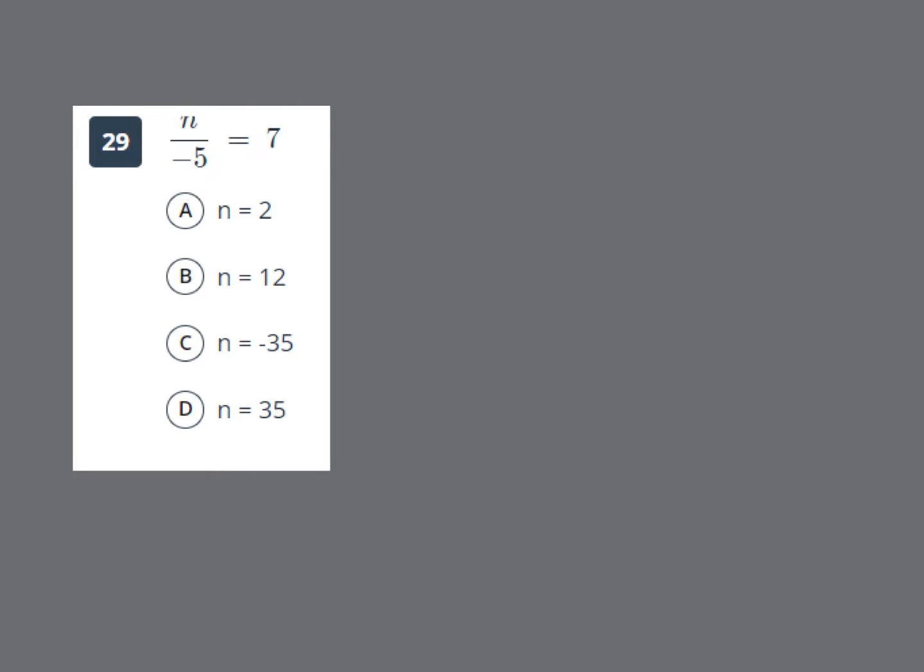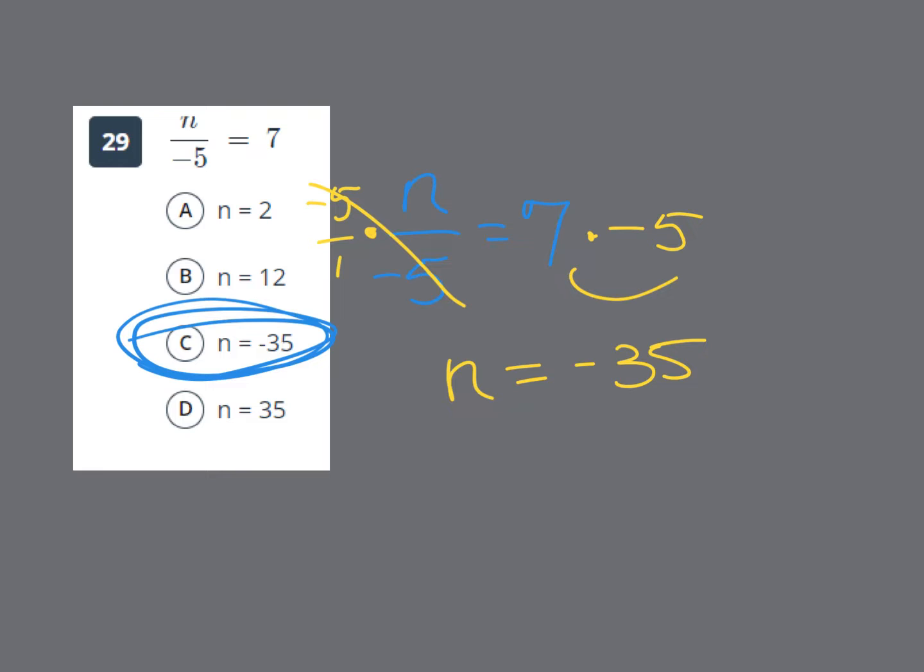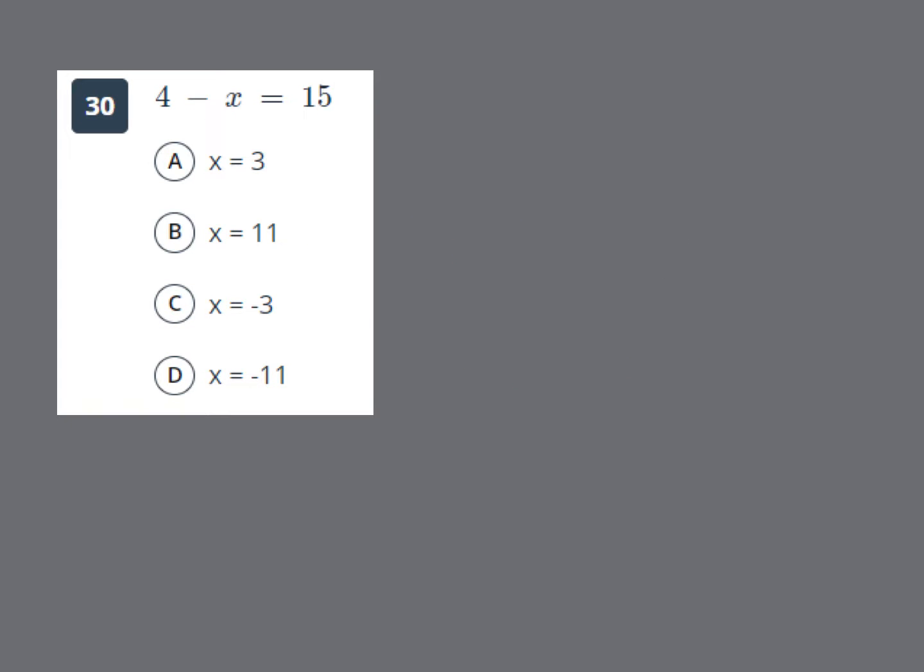Okay. Oh, this is fun. N divided by negative 5 equals 7. What's the question? What's the opposite of dividing by negative 5? That, of course, is multiplying by negative 5. These cancel. I'm left with n equals 7 times negative 5 is negative 35. There it is. I found you. C is the answer. Next.